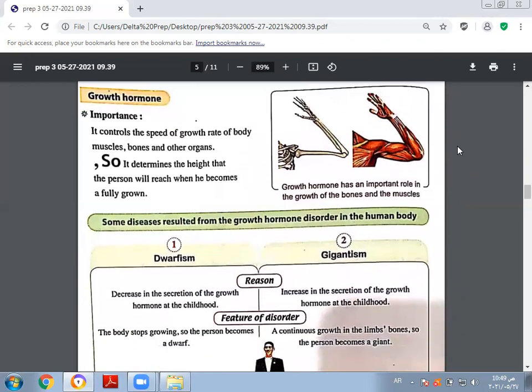Let's study the growth hormone as an example of the hormones secreted by the pituitary gland. Its importance is that it controls the speed of the growth rate of body muscles, bones, and other organs. So it determines the height that the person will reach when he becomes fully grown.